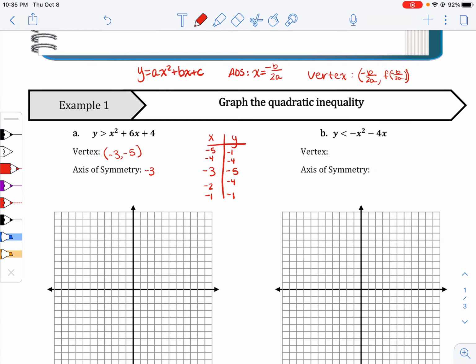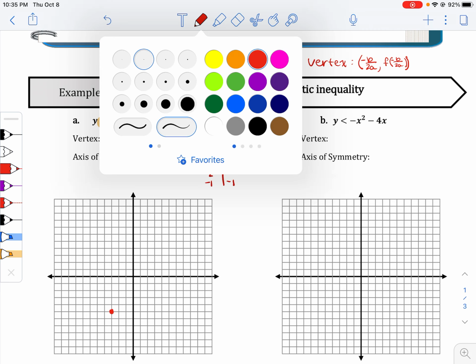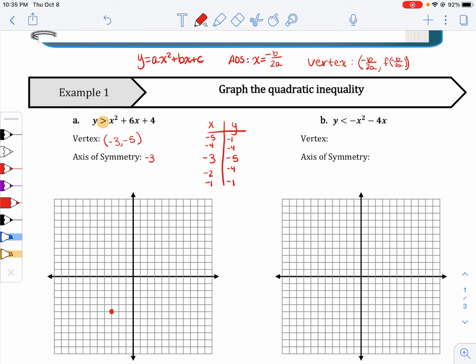So notice here, my inequality does not have an equal to, so this is going to be dashed. So start by making your points. I'm going to start by making my vertex (-3, -5). It's right here. The axis of symmetry runs through that. Remember, Notability actually has a great tool for this.